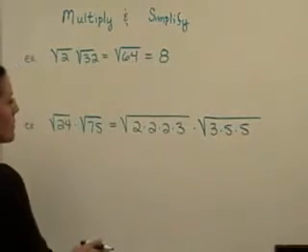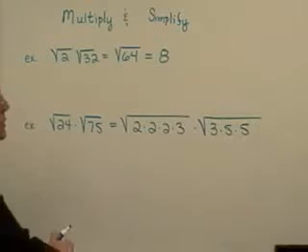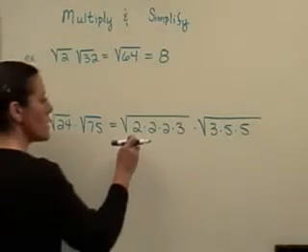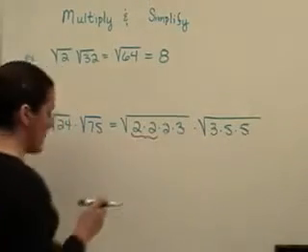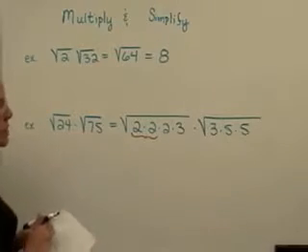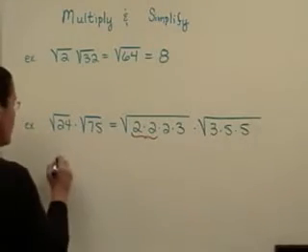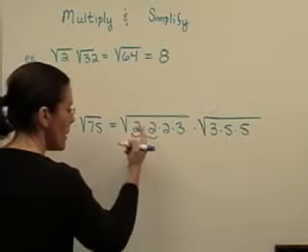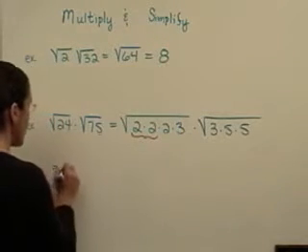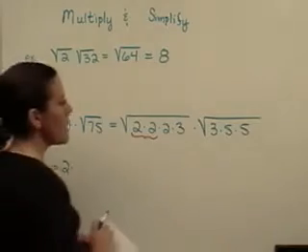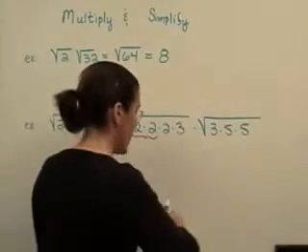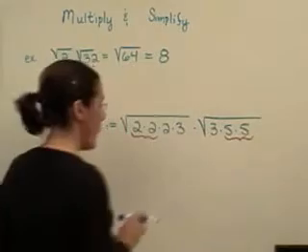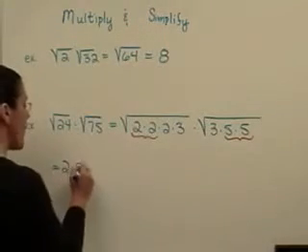And in doing this problem this way, what I'm going to do now is look for pairs of factors so that I can simplify them, like this pair right here. The square root of 2 times the square root of 2 is 2. Again, remember, under the radical, that would be the square root of 4, and the square root of 4 is 2. So I've got a factor of 2 out in front. And then I've got this pairing of 5s. Square root of 5 times the square root of 5 is 5.